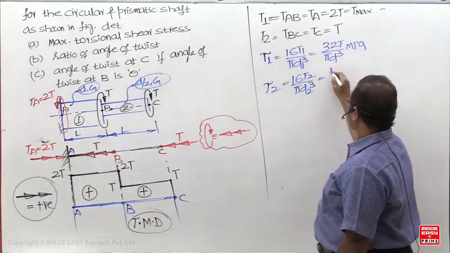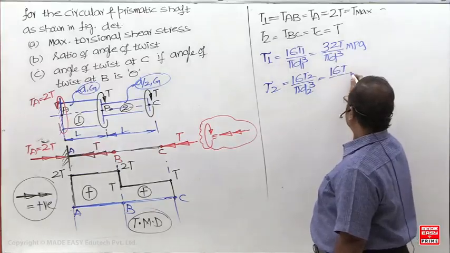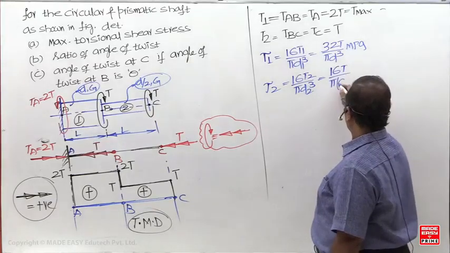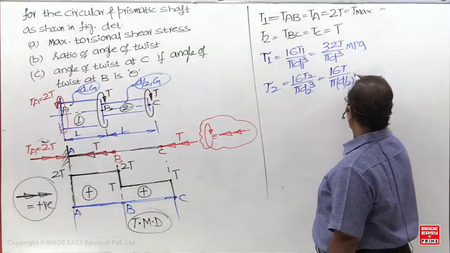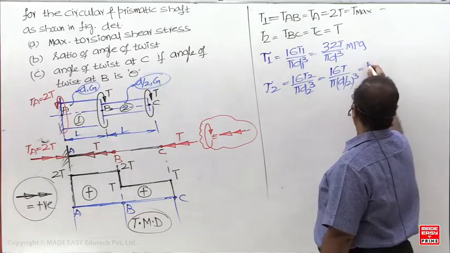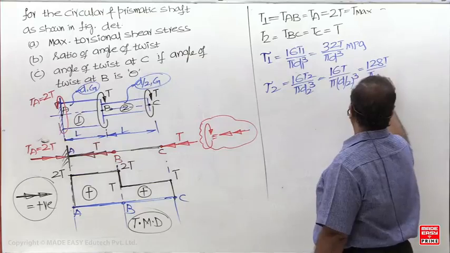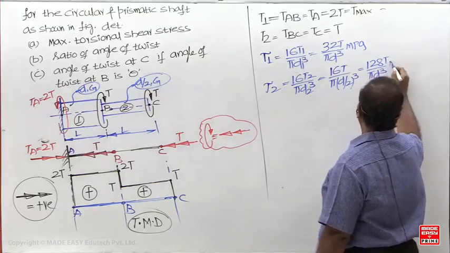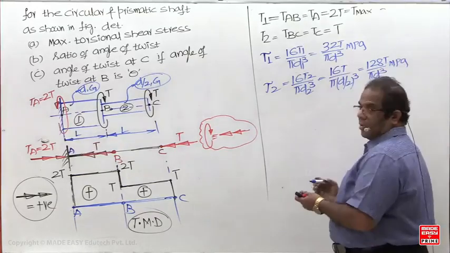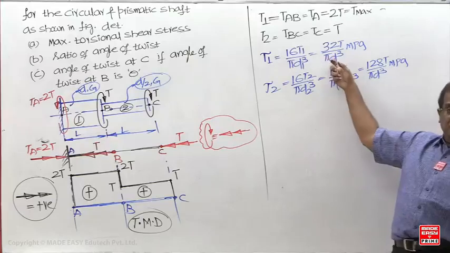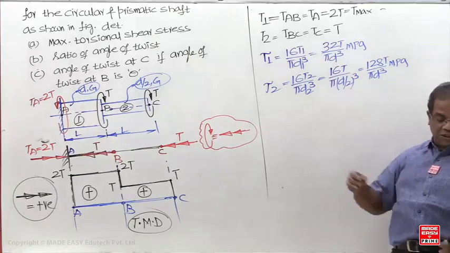But what is the diameter here now? D by 2. So it is 128T upon pi d cube. This is the maximum torsional shear stress in the first shaft, and this is the maximum torsional shear stress in the second shaft.